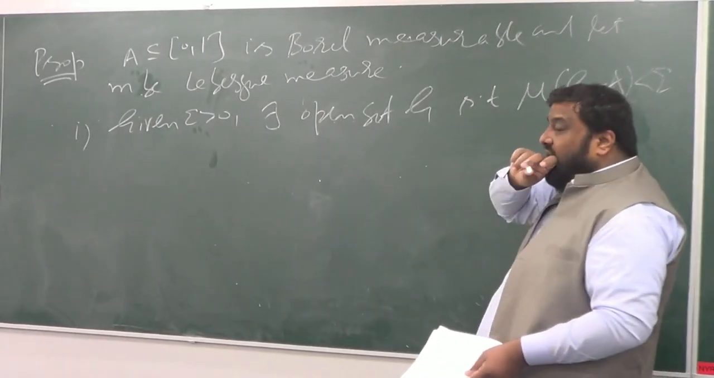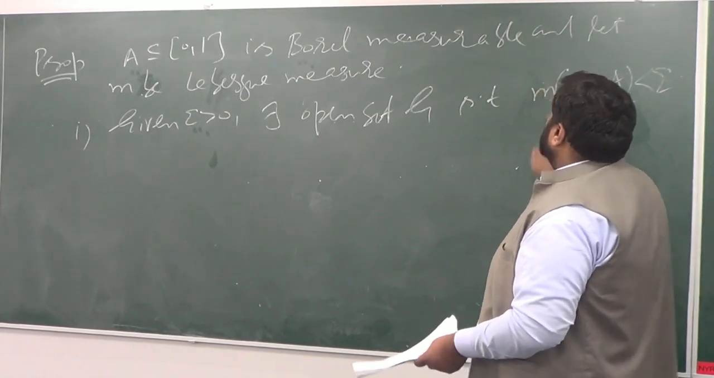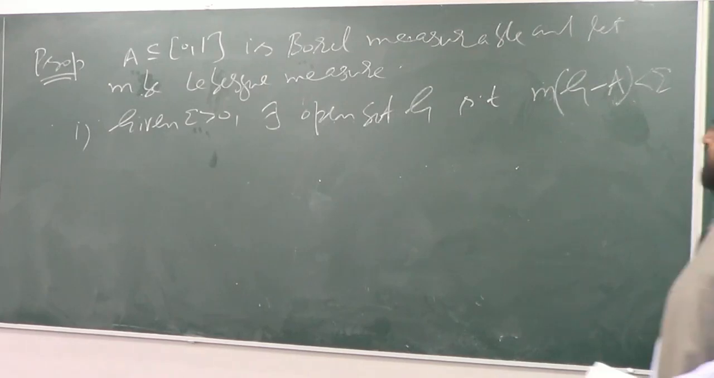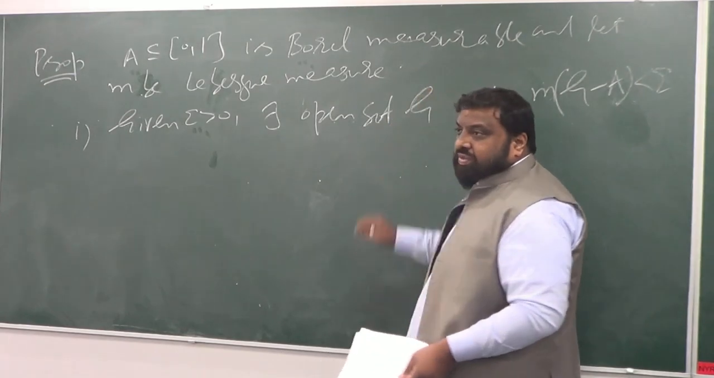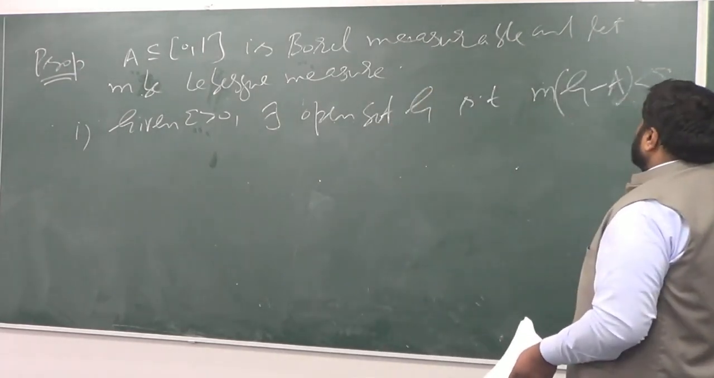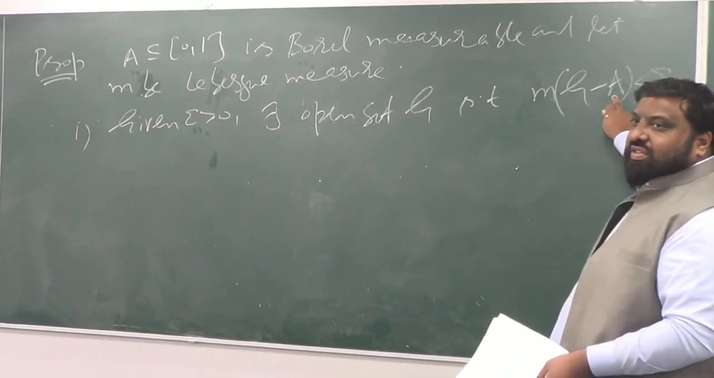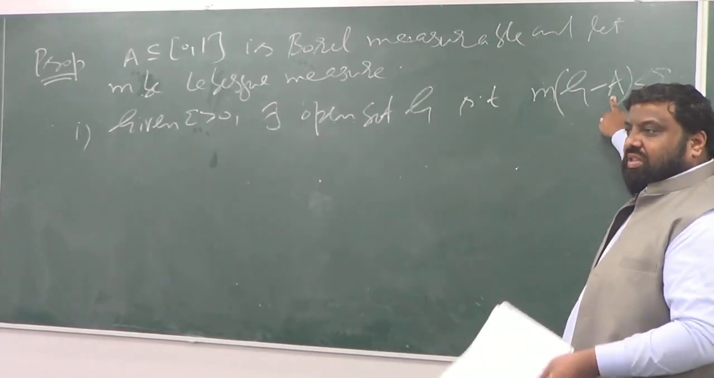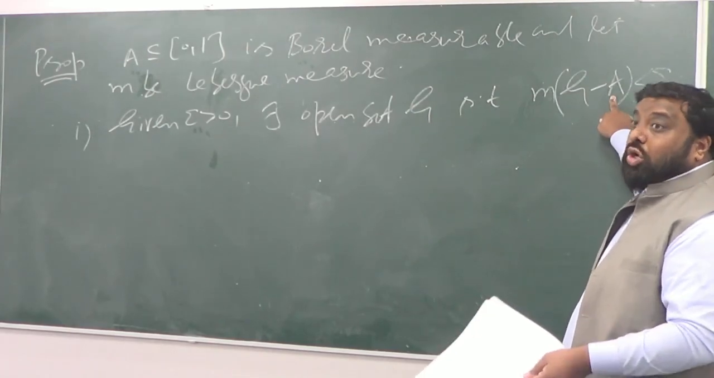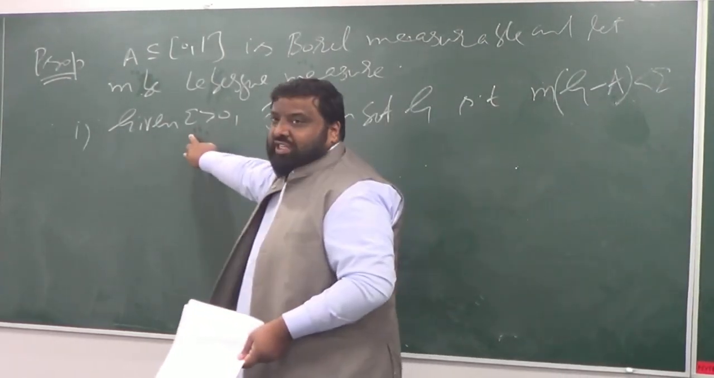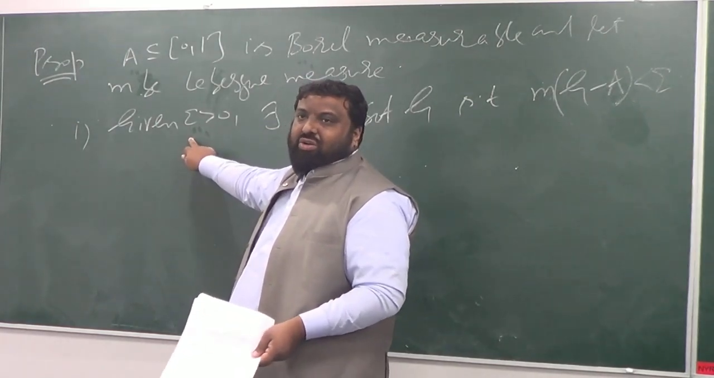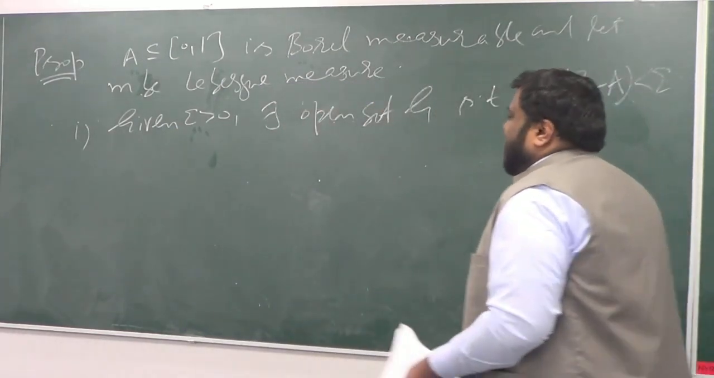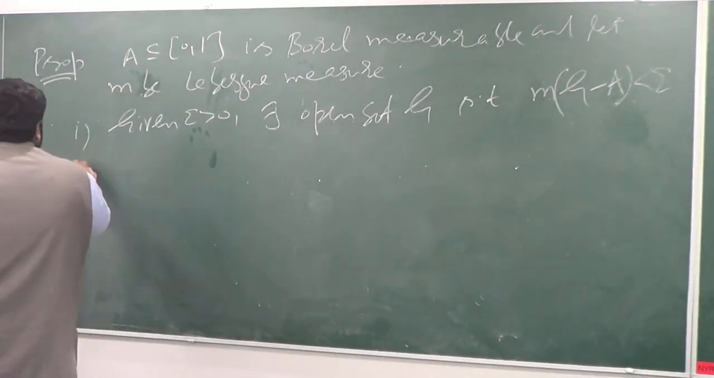The Lebesgue measure of G minus A would be less than epsilon. So for every epsilon, I can find such an open set. So I can always find an open set which approximates the given Borel set up to our satisfaction level actually. How close you want to make it, you can always find an open set. This is a kind of an approximation.